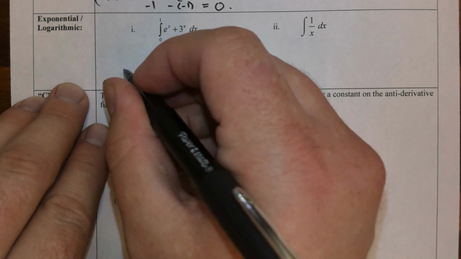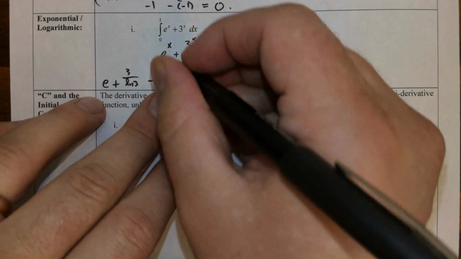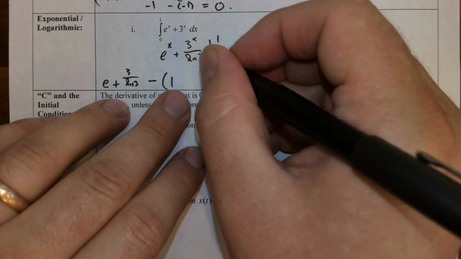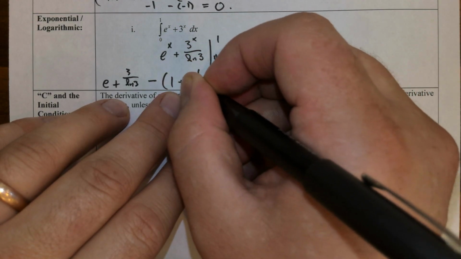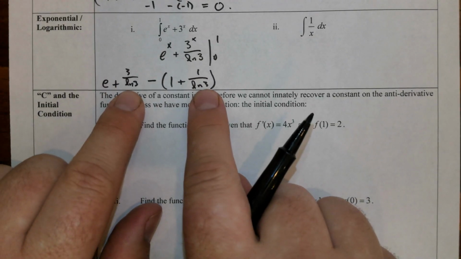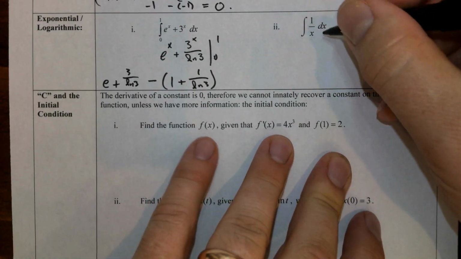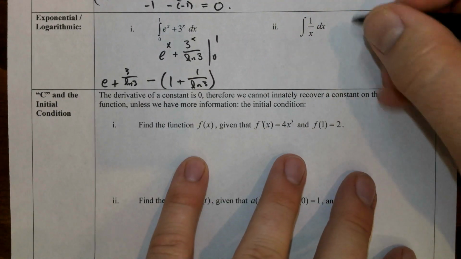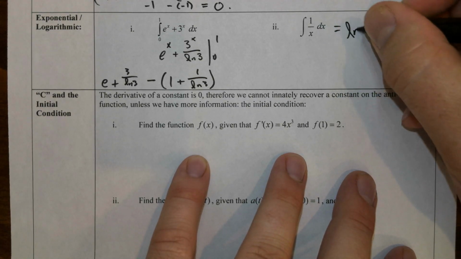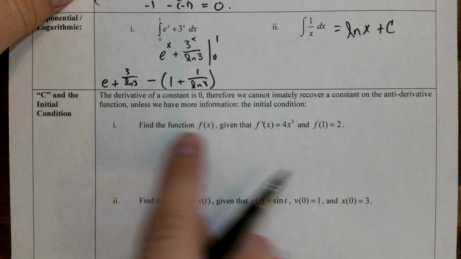e to the 1 plus 3 to the 1 over ln 3, minus e to the 0, which is 1, plus 3 to the 0, which is 1, over ln 3. I could probably simplify a little bit there, maybe combine the over ln 3's, but it's probably not worth my time here. 1 over x, just a good reminder here that this makes ln x. What a classic example. Plus c, because it's an indefinite, unbounded integral. We have no initial condition.